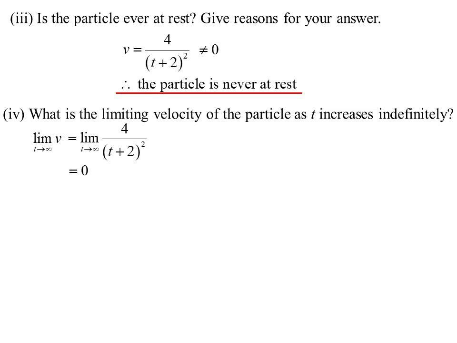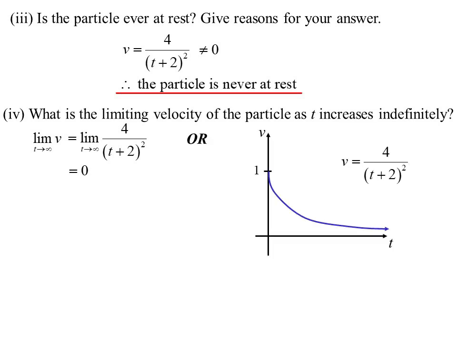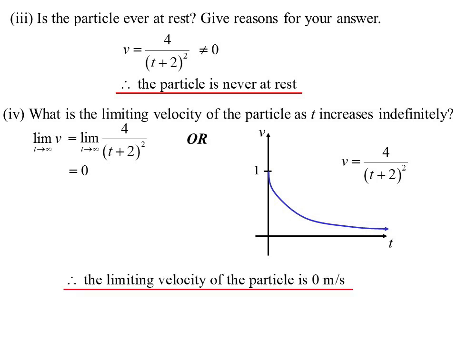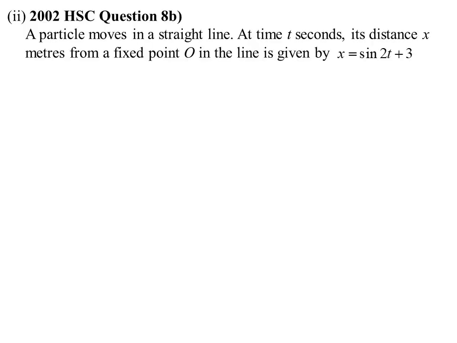That's our limiting velocity. Of course, you might actually draw the graph. I don't draw the whole graph, I'm only interested in t being positive, but the graph would look something like that, and we can see from the picture, oh yes, it's going towards 0. Okay, there's the limiting velocity. It's never going to actually stop, but it'll get slower and slower and slower. Let's look at the next year's one.